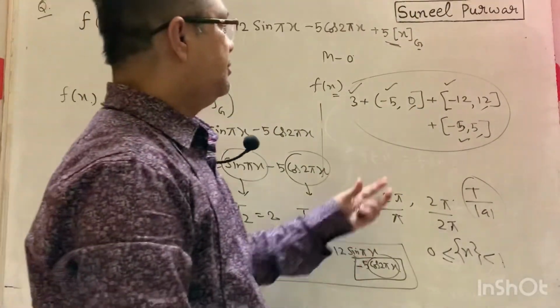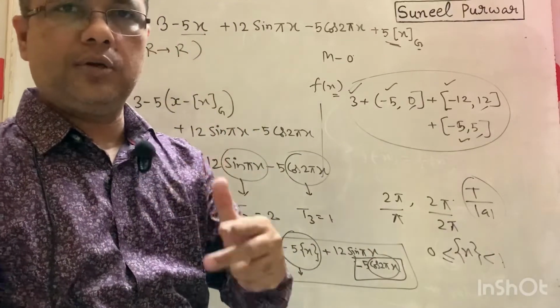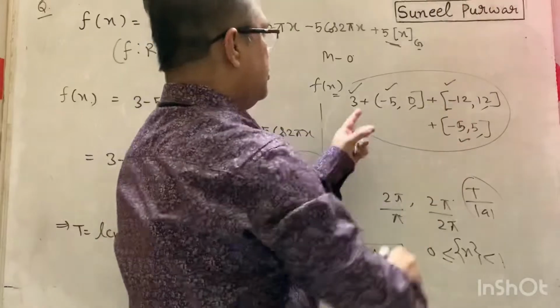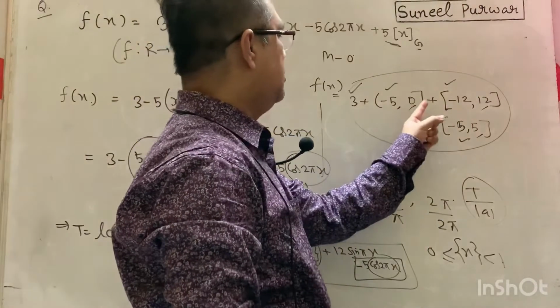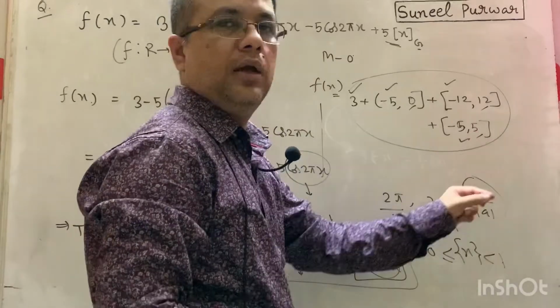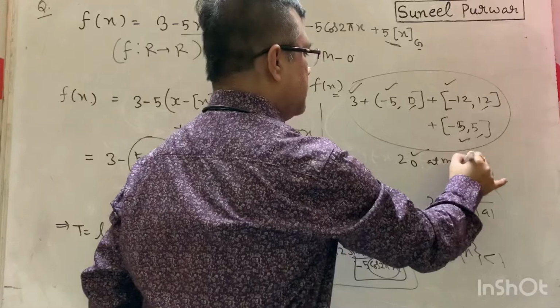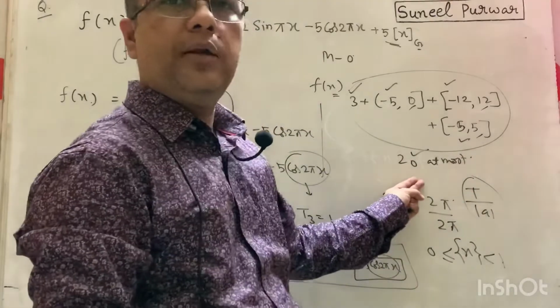Let's not get into finding the actual range. At most, what could be the maximum value? 3 plus 0, 3 plus 12, 15 plus 5, 20. So at most this function can take values up to 20.